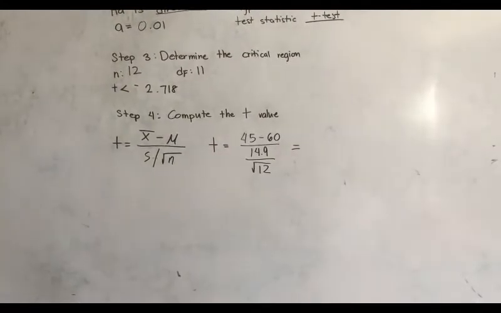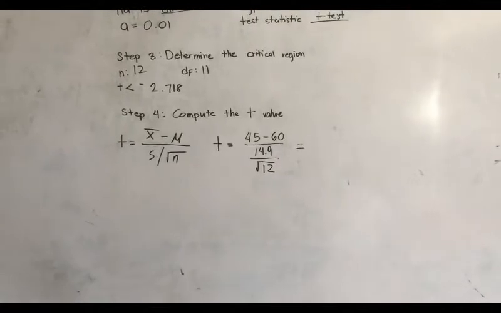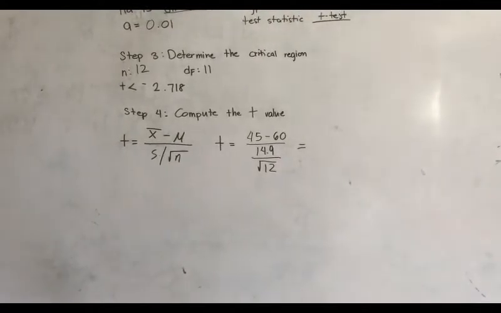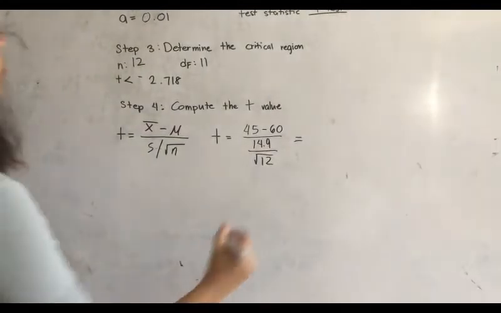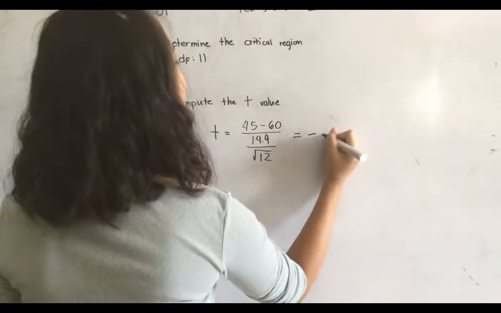45 minus 60 over 14.9 divided by the square root of 12 equals negative 3.49.